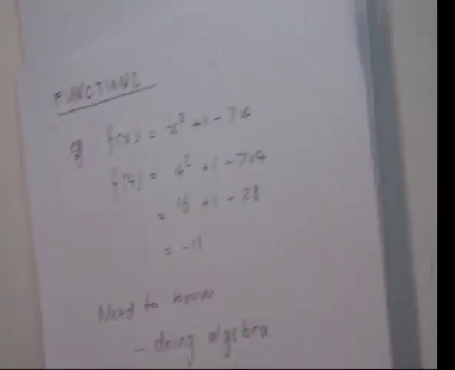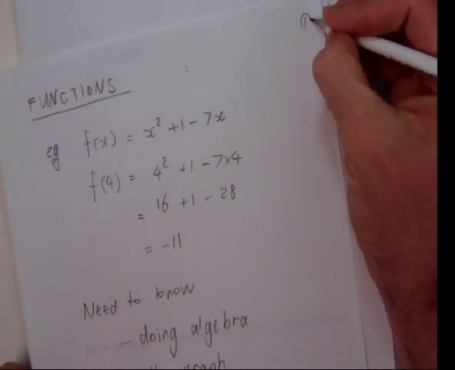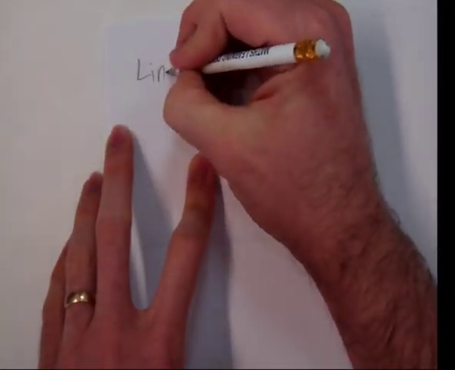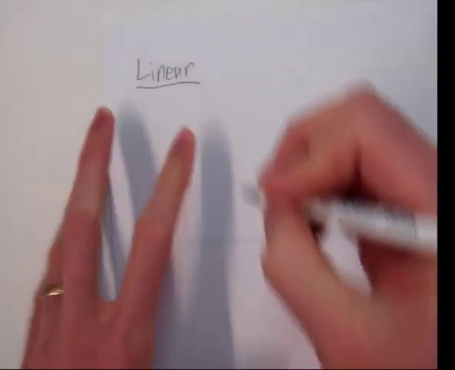So that's the idea of functions and their graphs. So what I'm going to do is a little whirlwind tour of the different kinds of functions and what their graphs ought to look like, and every so often a little bit of algebra that might go with them. So, linear functions.